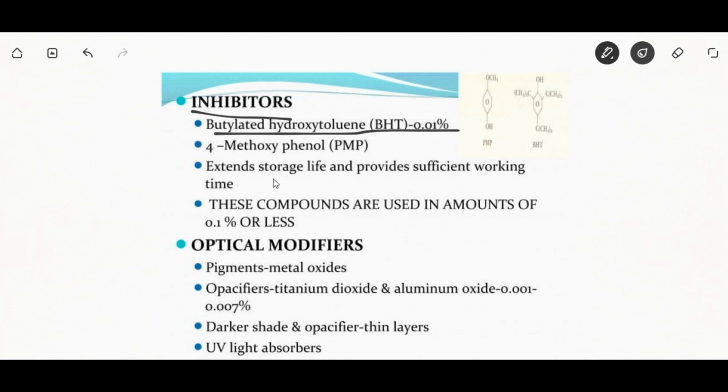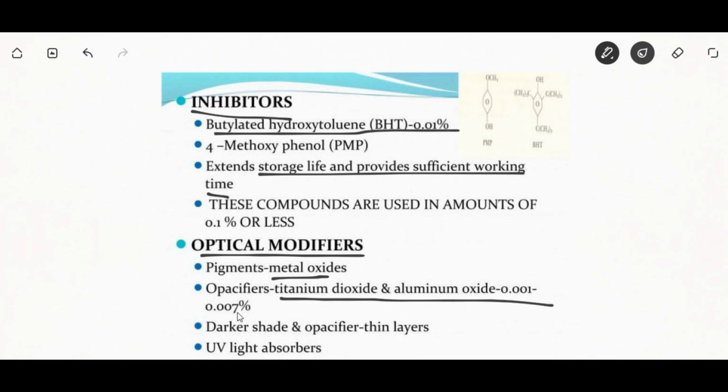Next component is the inhibitor. So what is the function of the inhibitor? These agents will inhibit the free radicals generated by polymerization of the monomer. An example of an inhibitor is butylated hydroxytoluene. Optical modifiers include pigments like metal oxide, and opacifiers including titanium dioxide and aluminum oxide.